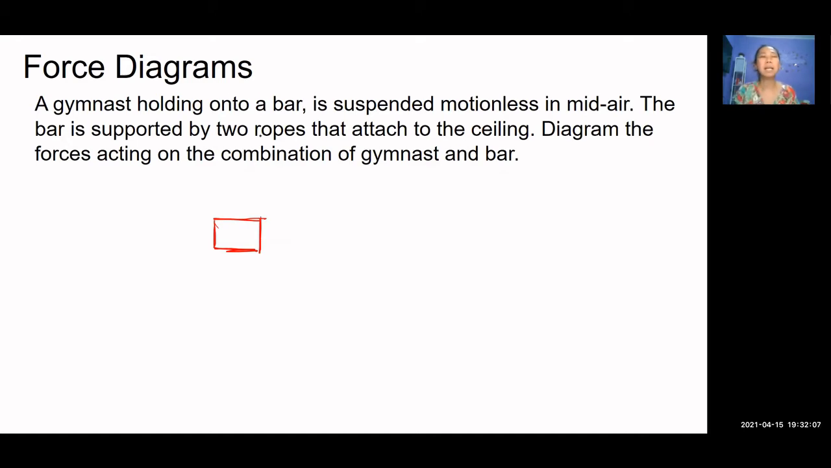So sabi dyan, suspended motionless in mid-air. So, ibig sabihin at rest yung gymnast natin. Nakabitin lang siya. So, kung nakabitin siya, meron siyang tinatawag na tension force. So, saan nanggaling yung tension force na yon? Kasi galing yung tension force na yun dun sa two ropes na naka-attach doon sa ating bar na kung saan nakahawak yung gymnast natin. So, ibig sabihin dito, meron kang dalawang tension forces.